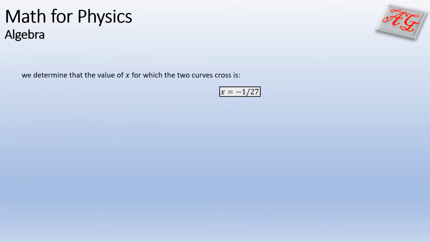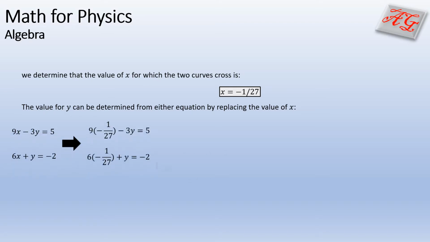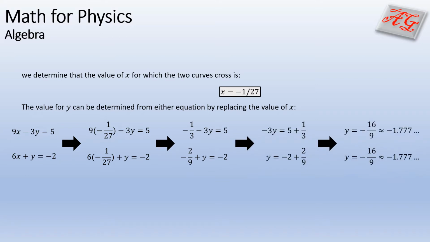So we determined that the value of x for which the two curves cross is x equal to minus 1 divided by 27. And the value for y can be determined from either equation by replacing the value of x. Again, the procedure is quite lengthy, and even if just one equation is needed, I show how it can be obtained with both equations, obtaining that y takes the value minus 16/9.